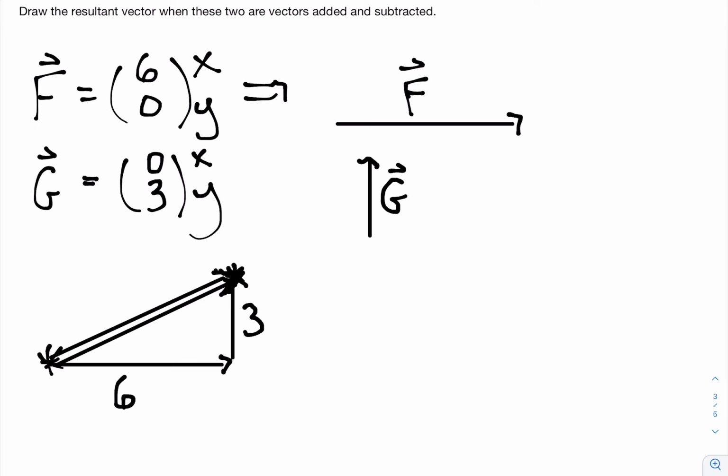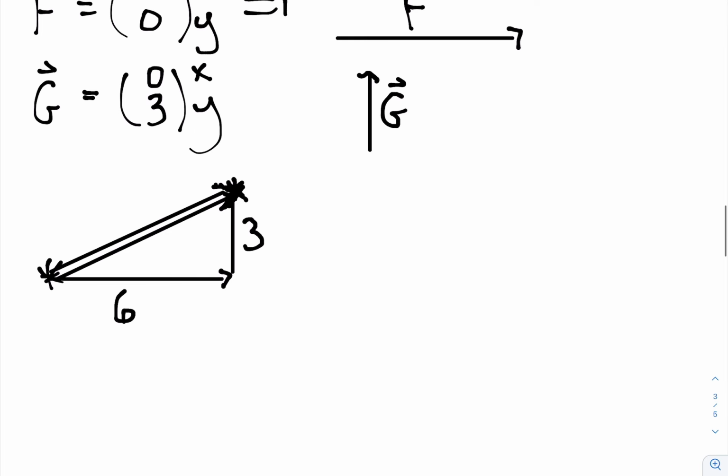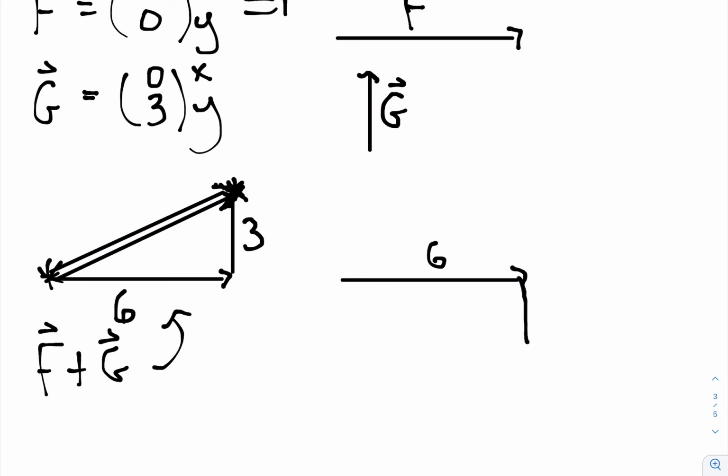So underneath here, I'll write f plus g, and these little arrows on top just mean they're vectors. Okay, now f minus g, that's going to be the same f, except, so this is 6, except now it's negative g. We're adding negative g. So it's going to be going down by 3. So I'll draw it right there. And now the resultant vector you'll see is going to be going right here.